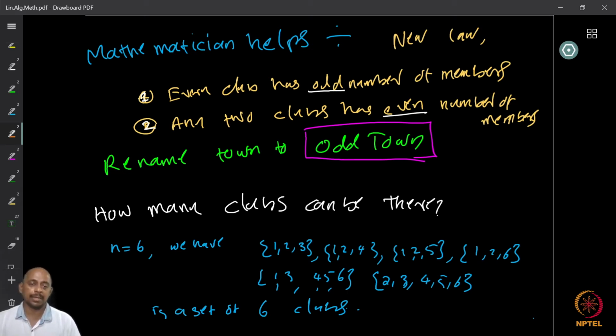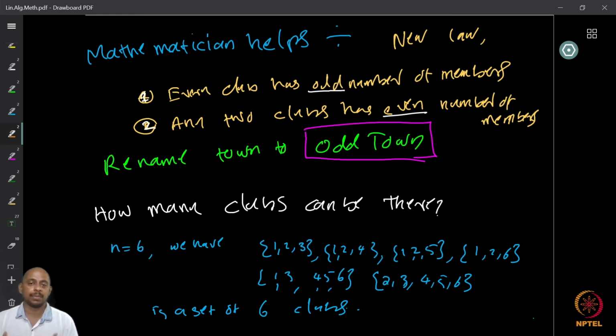And you can even throw away the third rule, which says that no two sets have the same set of members. You don't need that. You can just keep the first two rules with the small change in the first rule, from even to odd: every club has an odd number of members, any two clubs have an even number of members in common, and that's it. You don't need any other rule. They were skeptical, thinking this doesn't seem to be any solution, but he said let us try it out. So they changed the rules to 1 and 2, and renamed the town Odd Town.